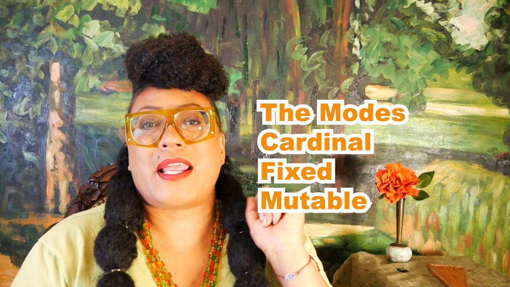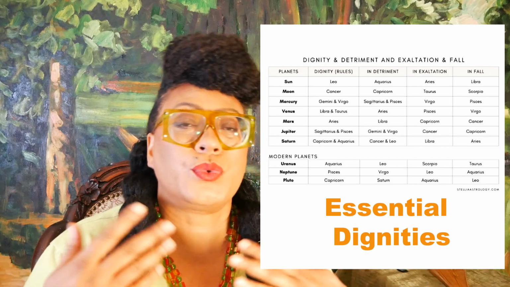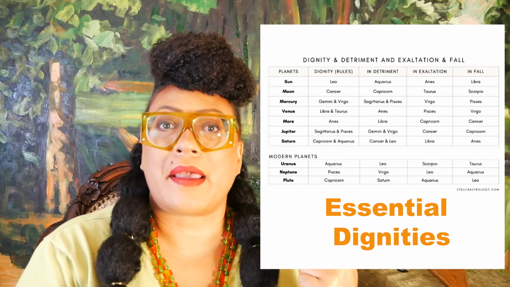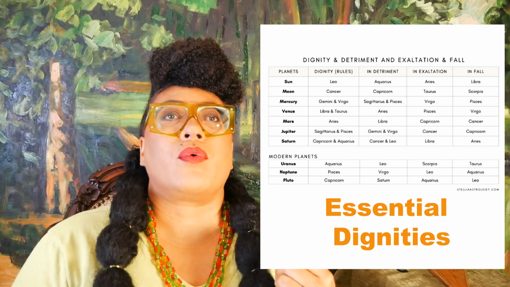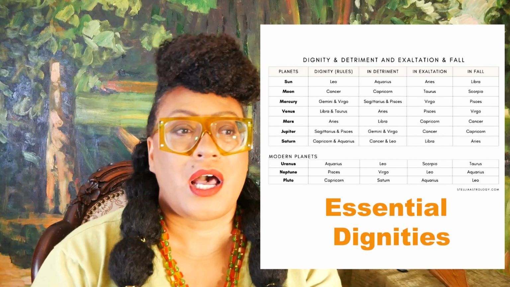So yeah, the elements and the modes are super important to understand. Lastly, I want to introduce briefly the concept of the essential dignities. So you may have heard me say in previous videos, such and such sign is ruled by this planet, Aries being ruled by Mars. What we're talking about is the concept of essential dignities.